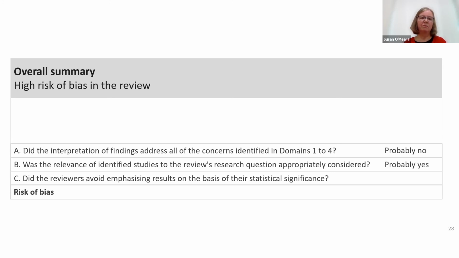They did consider the studies in relation to the review's question. That was really okay. They did tend to emphasize statistical significance, although they also obviously reported the estimation with confidence intervals. So that in itself was helpful.